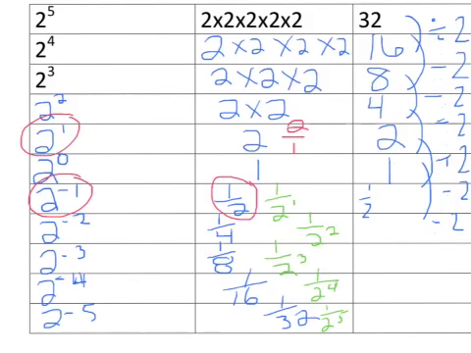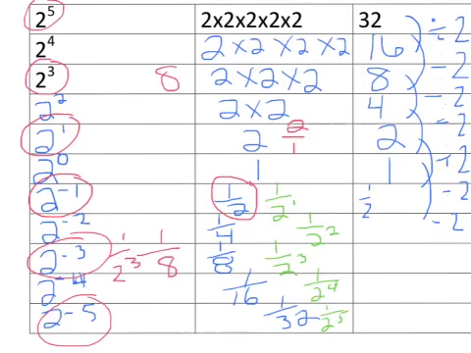So if we look at 2 to the 3rd power and 2 to the negative 3rd power, 2 to the 3rd power is 8, and 2 to the negative 3rd power is 1 over 8, or 1 over 2 to the positive 3rd power. And that pattern is going to continue, 2 to the 5th power and 2 to the negative 5th power, for example. 2 to the 5th power is 32, and 2 to the negative 5th power is 1 over 32, or the inverse of that.